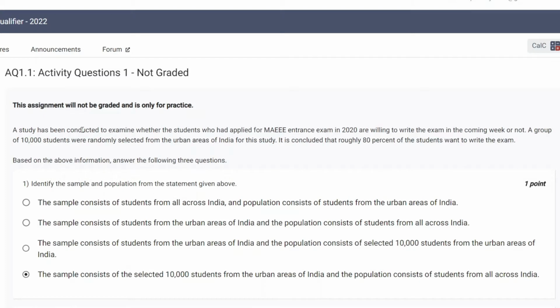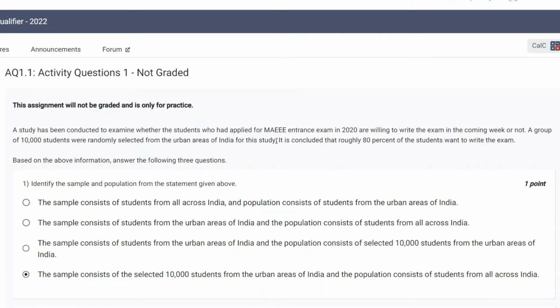First question is, a study has been conducted to examine whether the students who had applied for my entrance exam in 2020 are willing to write the exam in the coming week or not. A group of 10,000 students were randomly selected from the urban areas of India for this study. It is concluded that roughly 80% of the students want to write the exam. Based on the above information, answer the following three questions. Identify the sample and population from the statement given above.